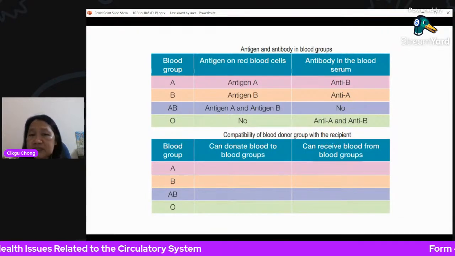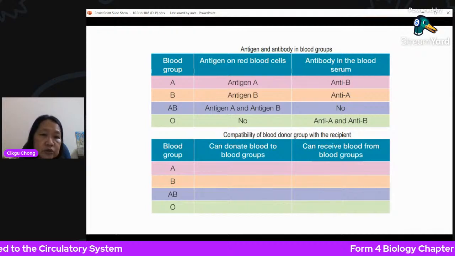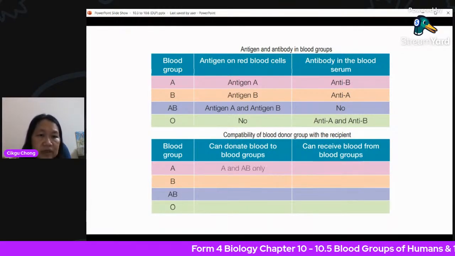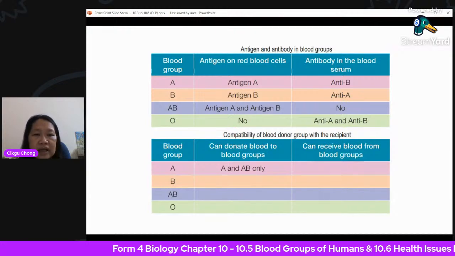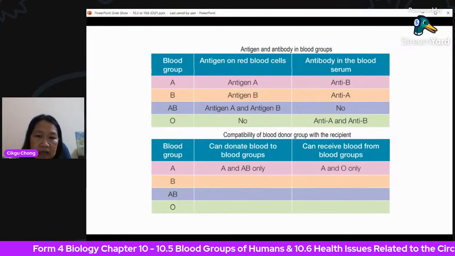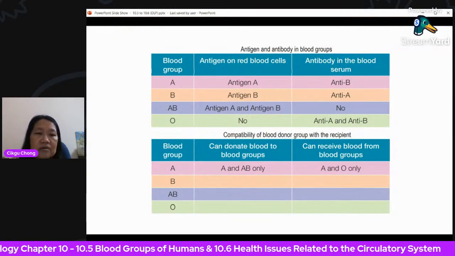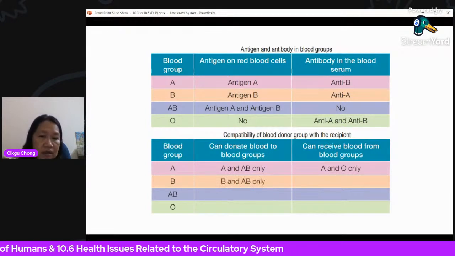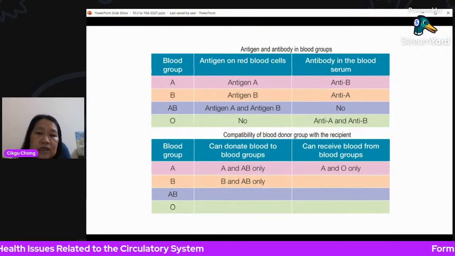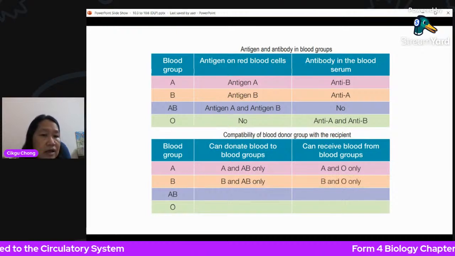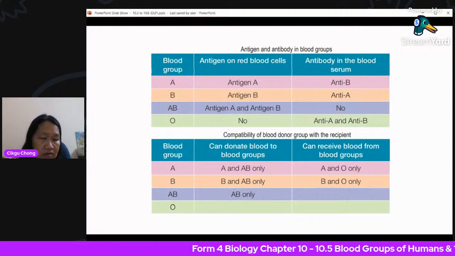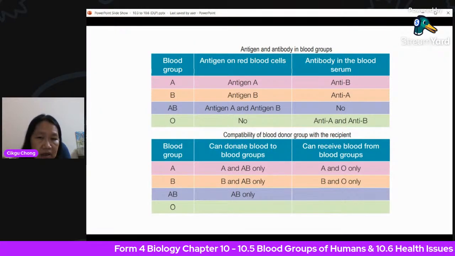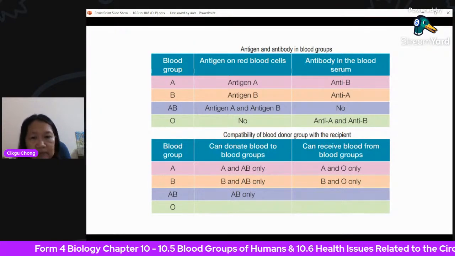So the compatibility: O can be given to A, B and AB. A can only give to A and AB, and A can receive from O and A. B can only give to B and AB, and it can receive from B and O. AB can only give to AB.